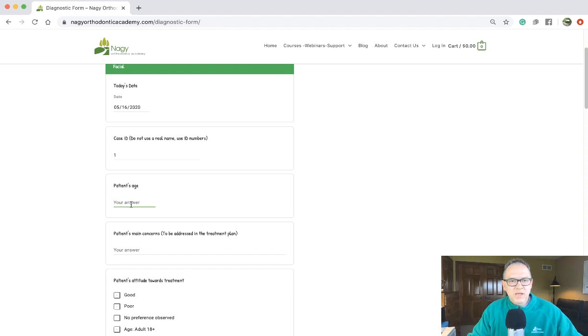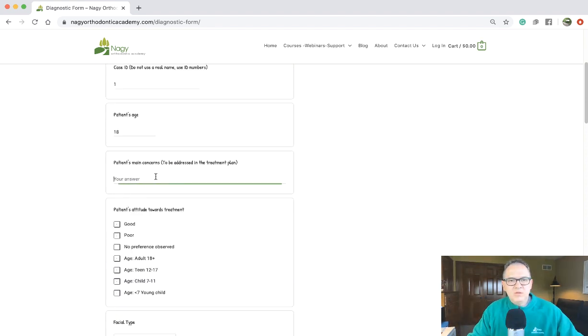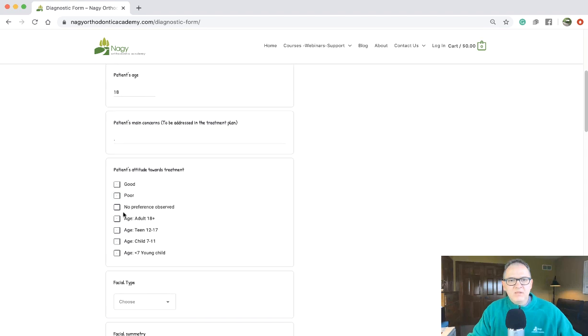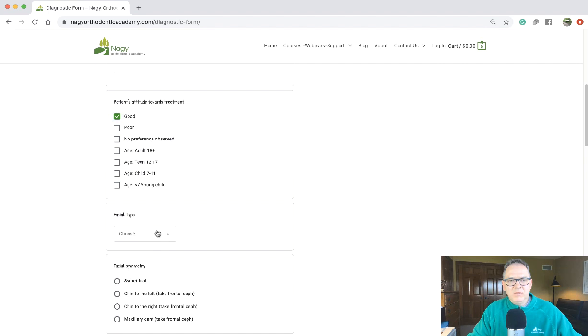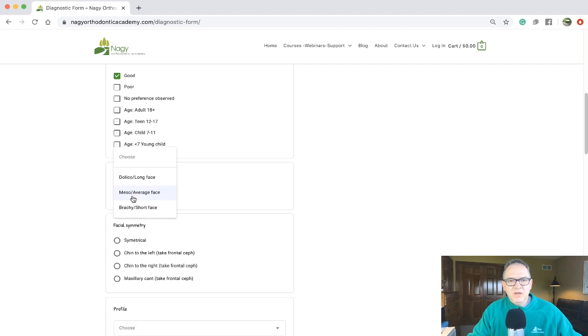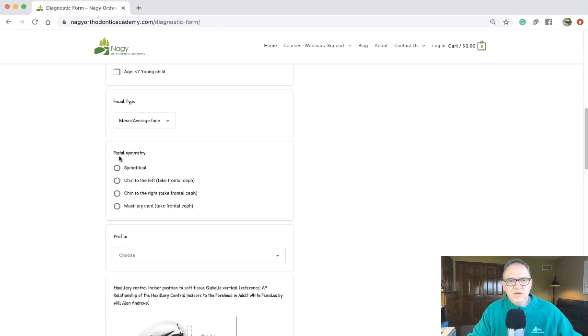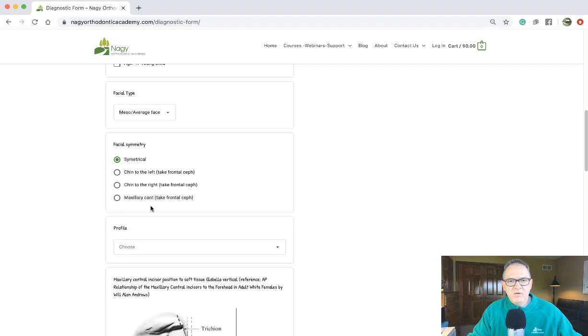You put in the patient's age, and then you're going to put in the patient's main concern. Okay, so this is where your patient's concern will go. Then patient's attitude towards treatment, you would mark that. Facial type, you just simply pick from these drop down menus. You have dolicho, meso, brachy, so those are your facial types. Okay, facial symmetry, symmetrical, chin to the left, and you just simply pick whatever categories your patient has.